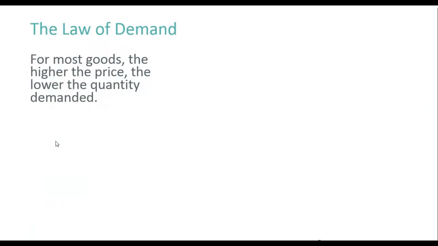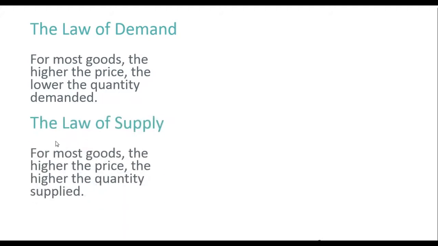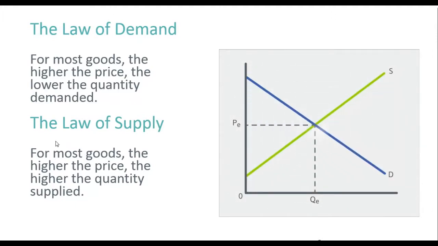Let's have a look at the market mechanism then. What is it? It's the law of demand, where for most goods, when the price is higher, the quantity demanded is lower, together with the law of supply, where for most goods, when the price is higher, the quantity supplied is higher too. We bring those together, and where the supply curve meets the demand curve, we get our equilibrium price, PE, and our equilibrium quantity, QE.